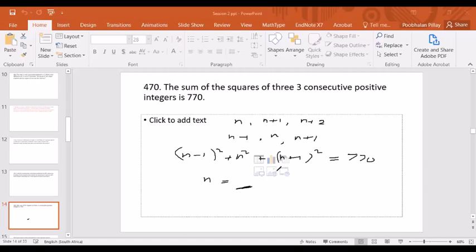But I wouldn't have done it that way. I would say that these numbers are very close to each other. So we can assume that the squares also are somewhat close to each other. So these are approximately the same. So I'll divide 770 by 3.